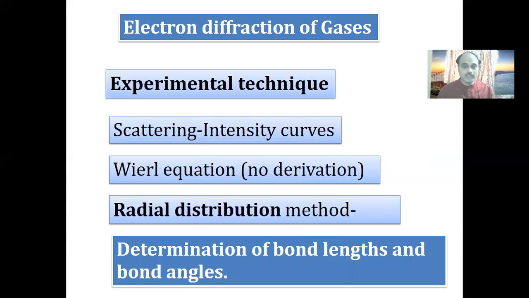in a molecule. Then the Wierl equation has a very, very important and vital role in the electron diffraction of gaseous studies. We don't have a derivation for the Wierl equation. We will take a final equation to determine bond lengths and bond angles by the technique called the radial distribution method. So this radial distribution method, by using the Wierl equation, you can determine bond lengths and bond angles.